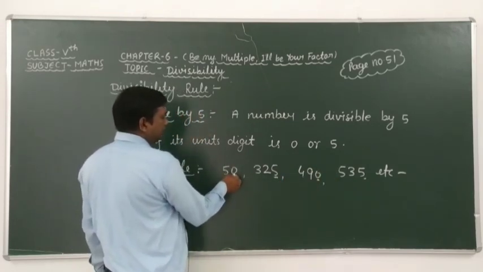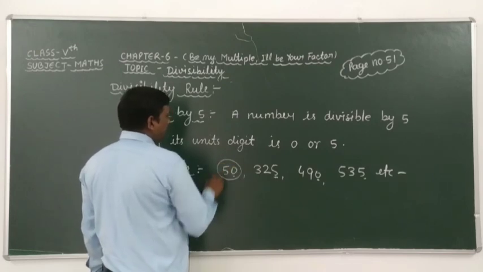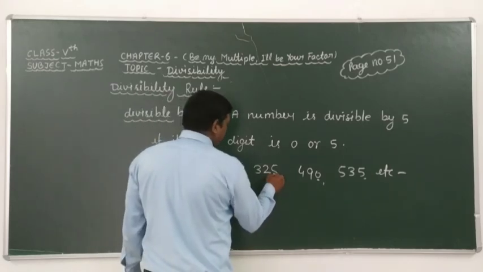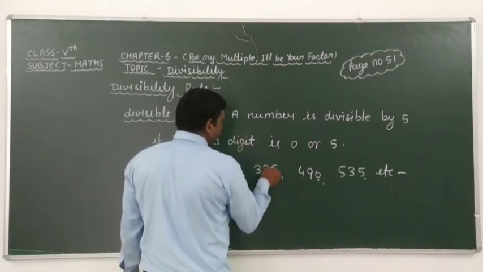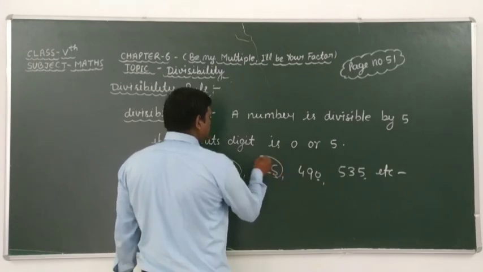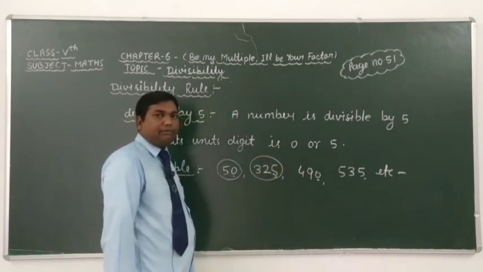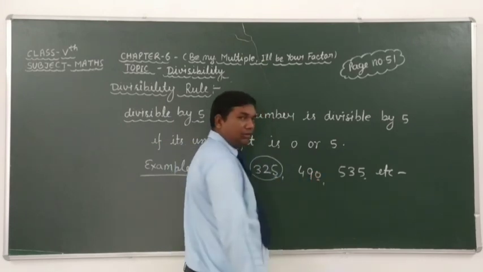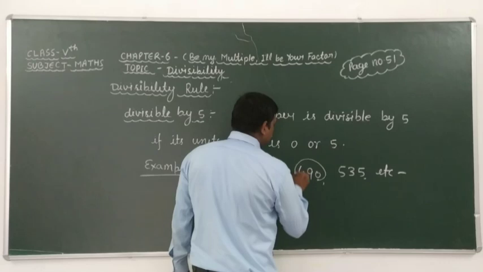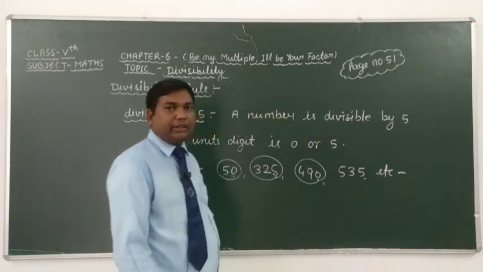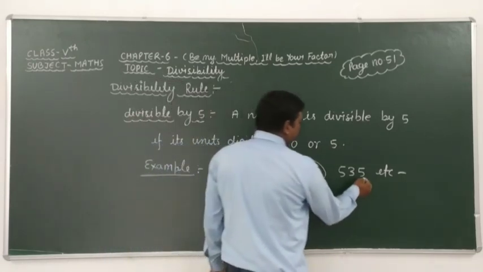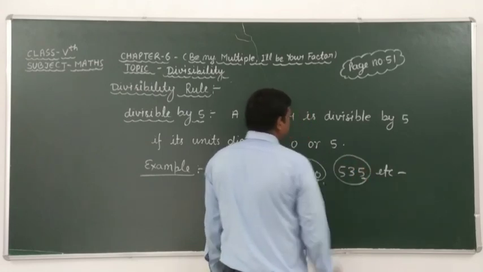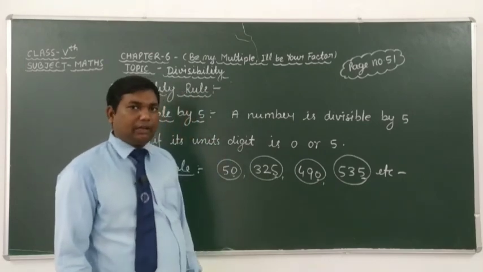In 50, here we get 0. Therefore, we can say that 50 is divisible by 5. In the unit place of 325, here we get 5. Therefore, we can say that 325 is divisible by 5. Here we get 0, therefore we can say that 490 is divisible by 5. Here we get 5, therefore we can say that 535 is divisible by 5.